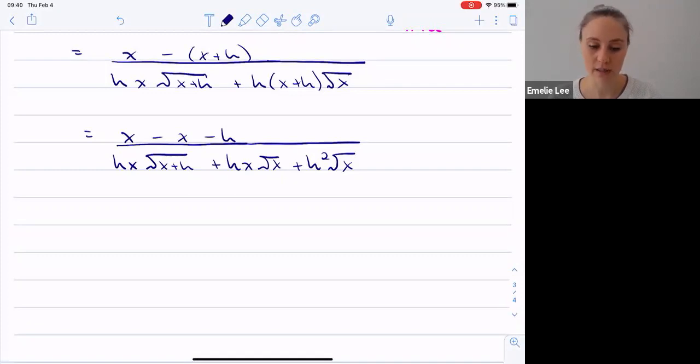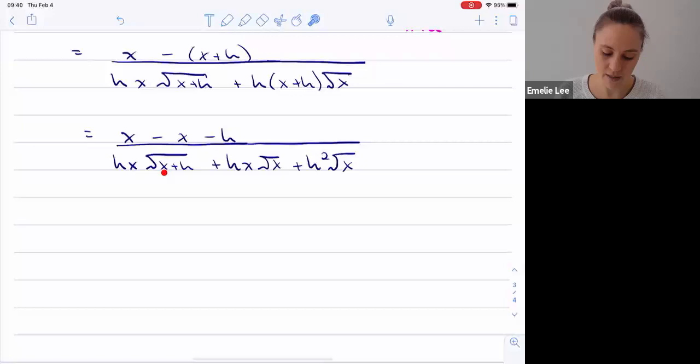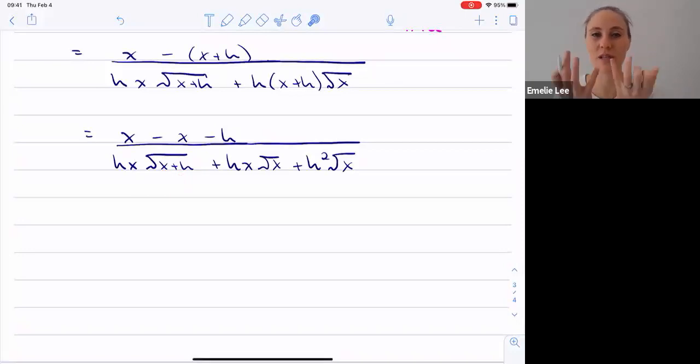I want you to be really careful, because you might be tempted to break up this square root, but you can't. Because you're adding inside, as soon as you're adding or subtracting under the square root, there's nothing you can do. You can't break that up. You can't change it. Only if you're multiplying under the square root are you allowed to split those up, because the square root is an exponent.